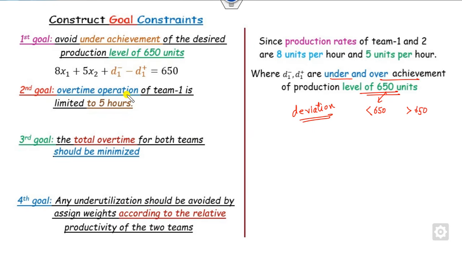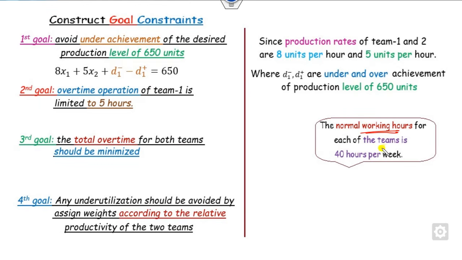The second goal is overtime operation of team 1, limited to 5 hours. What is the overtime here? It is not given so far, because this is the overtime of team 1, which is my x1, and the overtime of x1 is not given. So we can skip this goal and move on. The next goal is that total overtime of both teams should be minimized. It is given that the normal working hour is 40, so x1 must be greater than this, and x2 will be here.